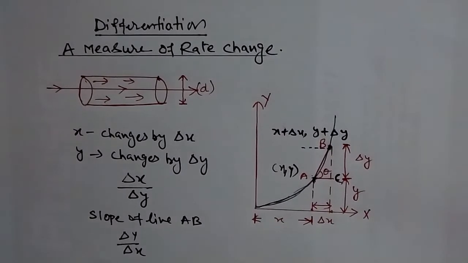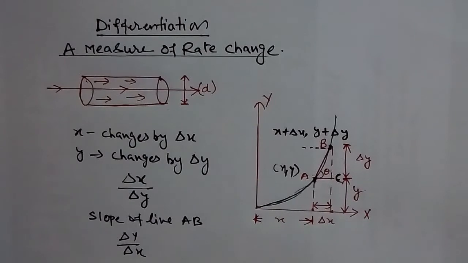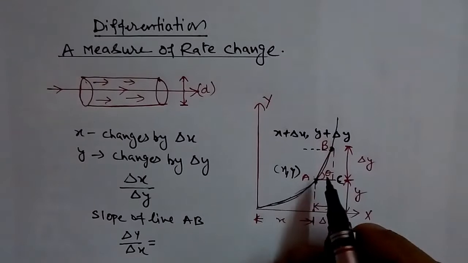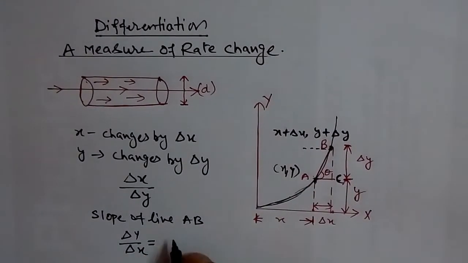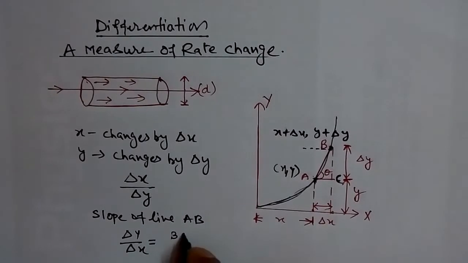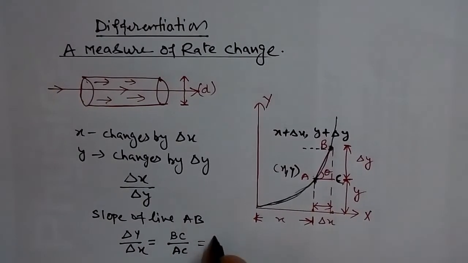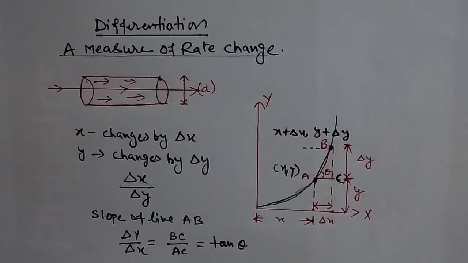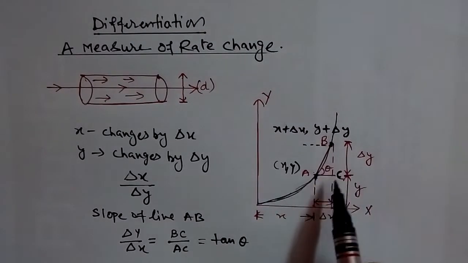So students, here we can write down the slope of the line AB as del y by del x, equal to, from this triangle ABC, BC by AC. The slope of the line AB is nothing but tan theta. We already know slope is given by tan theta. So tan theta is perpendicular by base, so it is of course BC by AC.